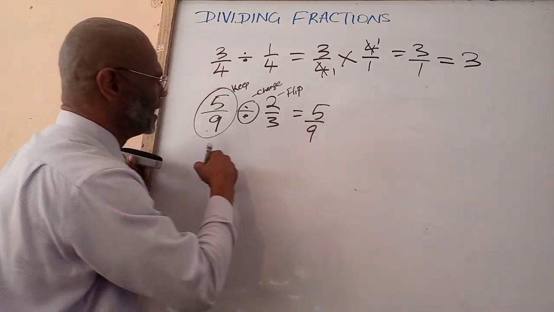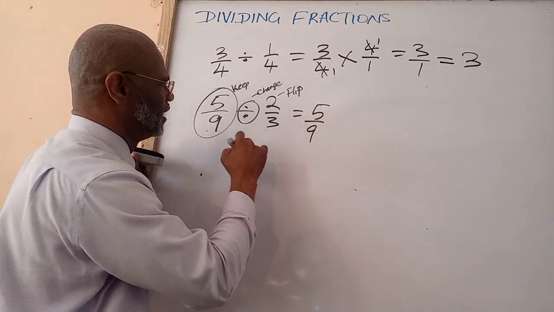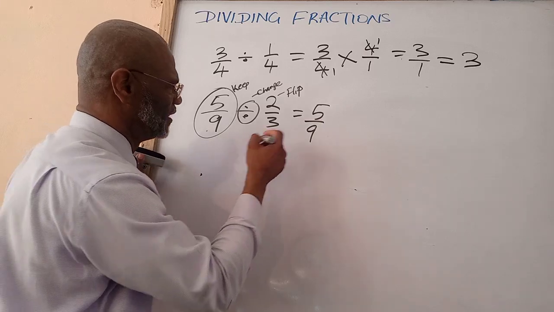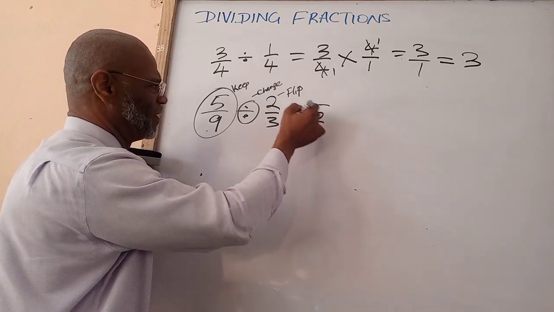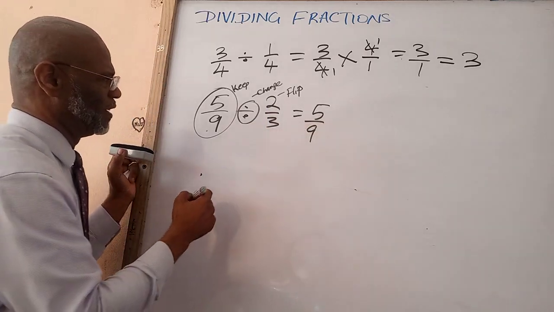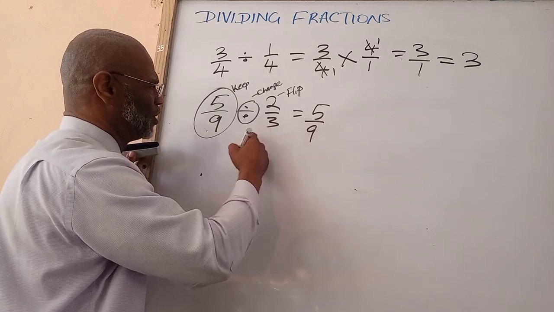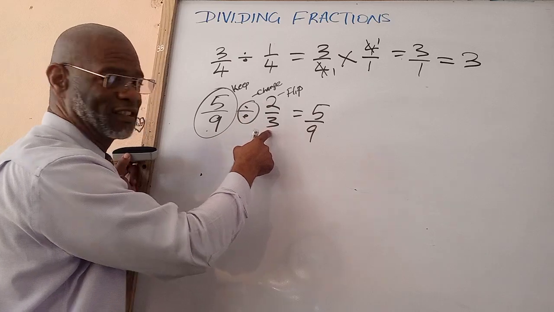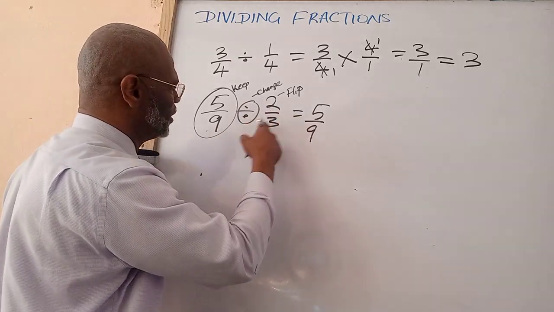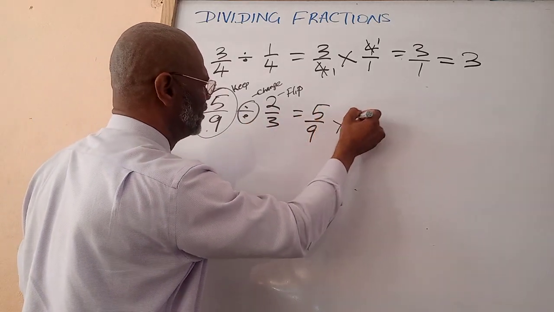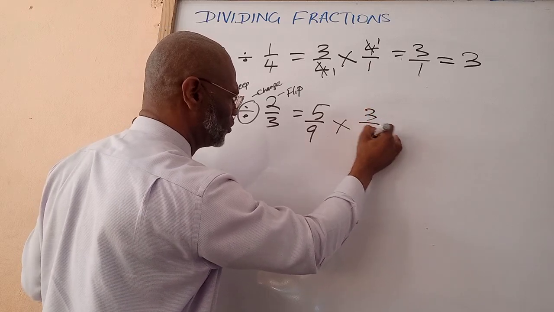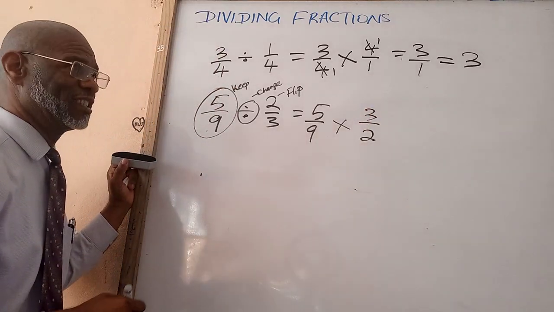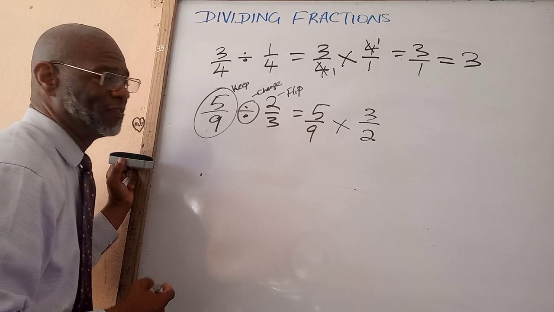So that's KCF. KCF, not KFC. Keep, change, flip. Just remember that. Keep the first, change the sign, flip the second. We now have times 3/2. Now let's see if there are any common factors.